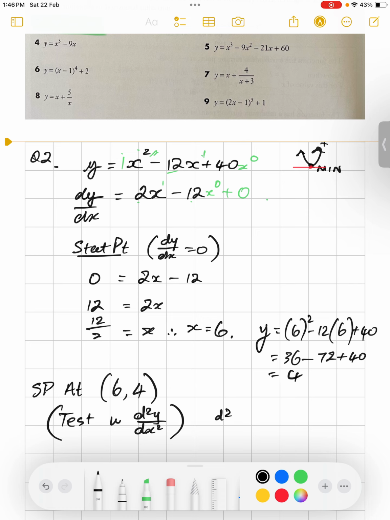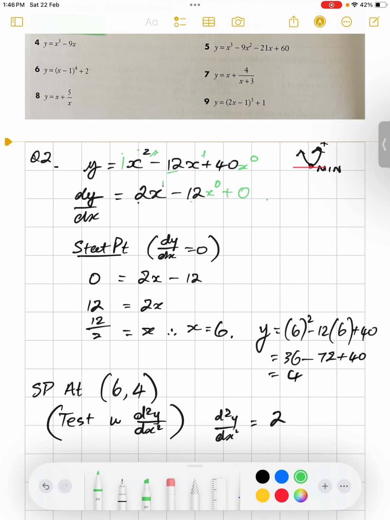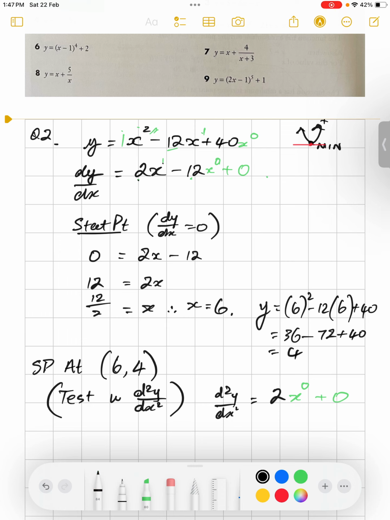d2y dx squared, which is the derivative of the first derivative. So we've got 2x, 1 times 2 is 2, and that's x to the power of 0. So that drops down, and we've got a 0 times 12 is 0. So we end up with just 2. Since it's 2, therefore it's positive. And if it's positive, it means concave up. And concave up, therefore, it's a minimum stationary point.